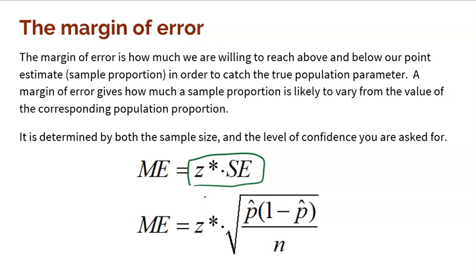You probably hear margin of error oftentimes in articles or news reports, because anytime you get a sample proportion, that's not the truth. It's just a sample. But what you do is you go up and you go down by the margin of error, and you get an interval for where you think the truth is.